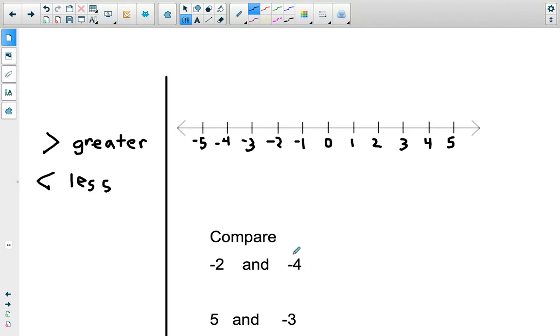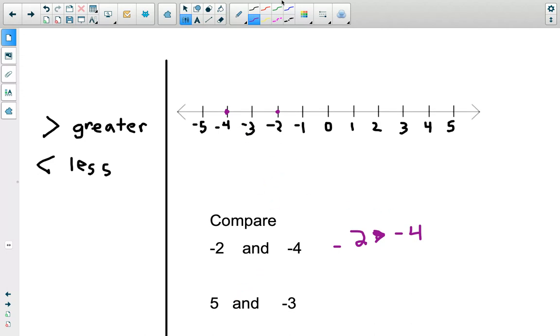So let's compare -2 and -4. Well, let me change my pen color. -2 is right here. -4 is right here. So if I said which one is larger, -2 is. -2 is greater than -4. That negative went in a really weird place. It should be a greater than symbol. That's very bad writing. I apologize. I should have just erased it and started over.